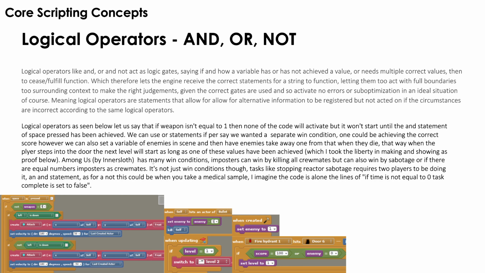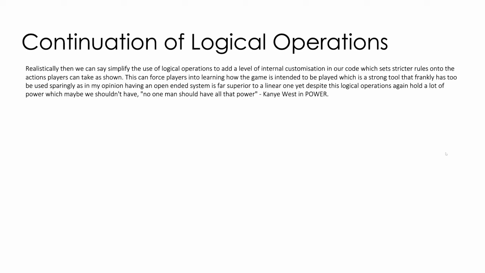Among Us by Innersloth. It has many win conditions. Imposters can win by killing all crewmates. They can also win by sabotage, or if there is an equal number of imposters as crewmates. It's not just win conditions though. Tasks like stopping reactor sabotage require two players to be doing it, and there is a statement as for a not. This could be when you take a medical example. I imagine the code is along the lines of: if time is not equal to 0, complete is set to false.